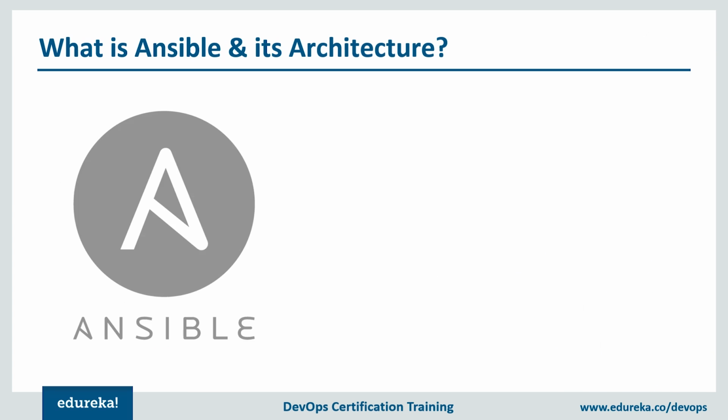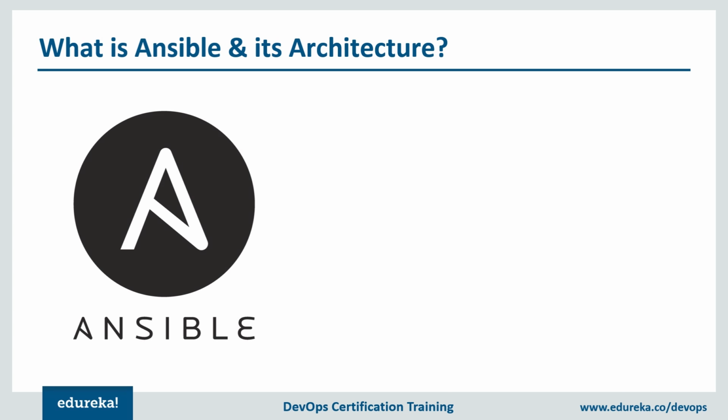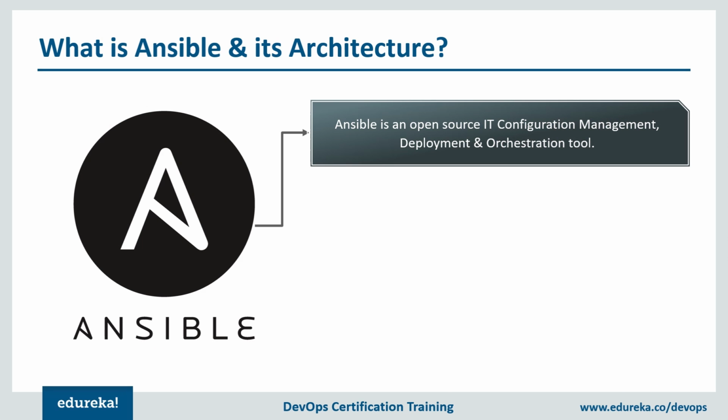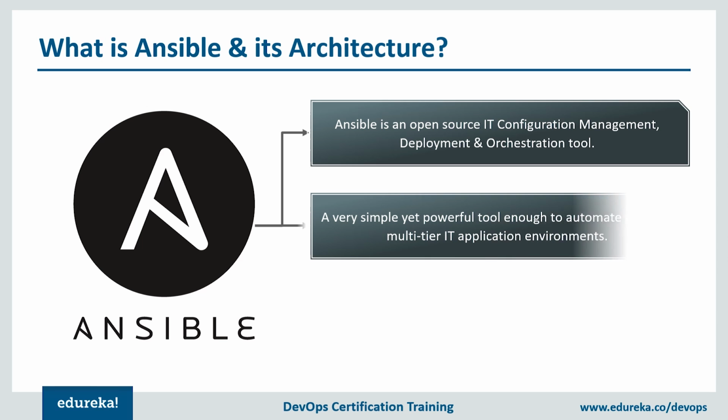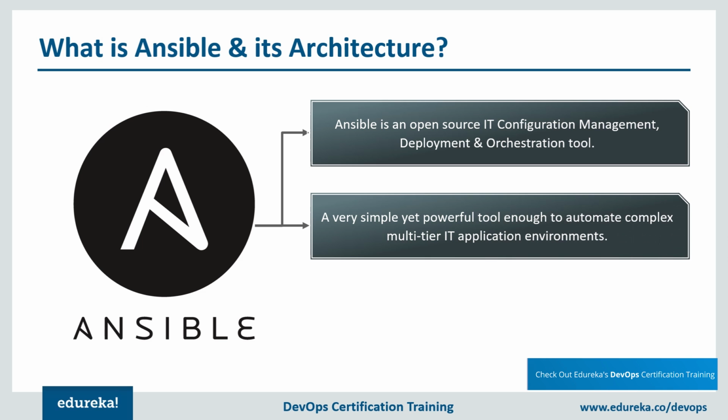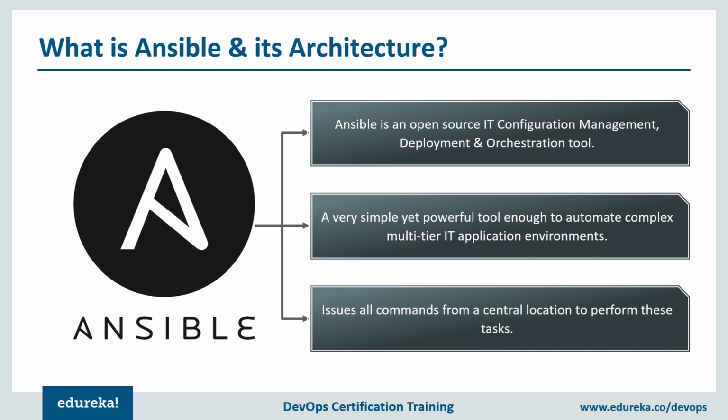Starting with what is Ansible and its architecture. Ansible is an open source IT configuration management, deployment and orchestration tool which aims to provide large productivity gains to a wide variety of automation challenges. This tool is very simple to use yet powerful enough to automate complex multi-tier IT application environments, as it allows you to create groups of machines, describe how these machines should be configured or what actions should be taken on them, and it also issues all the commands from a central location to perform these tasks.